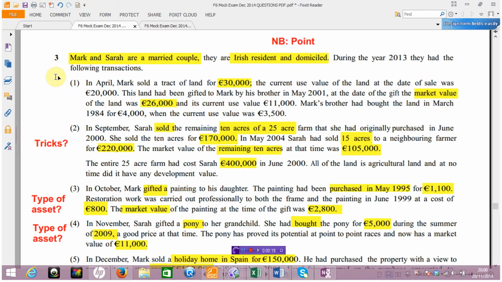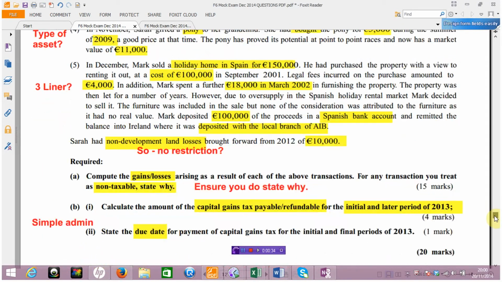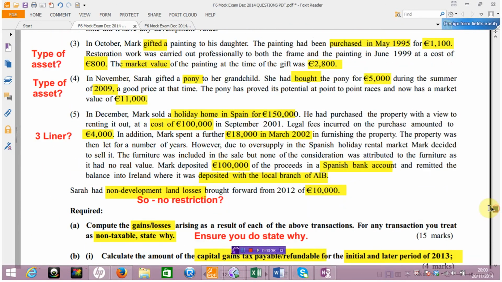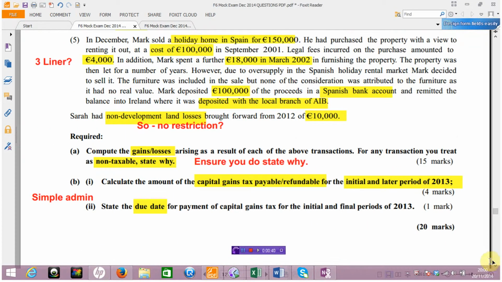Recently held. So you'll see from the body of the question, I'll take you down it in a moment, that this is a fairly standard format for question 3, the CGT question, with 5 different assets and details on those assets. And really what we're required to do obviously is to deal with each of the tricks and rules included within each of the paragraphs 1 to 5.